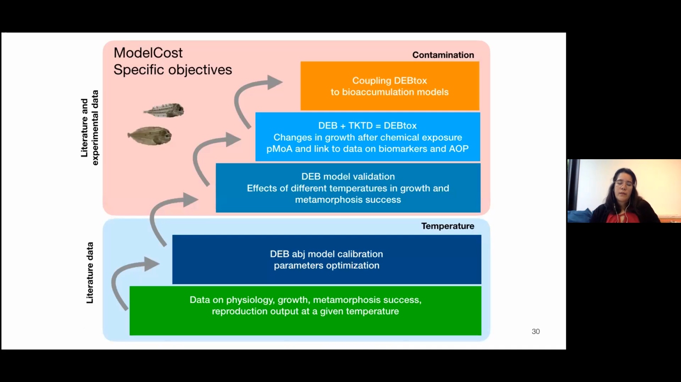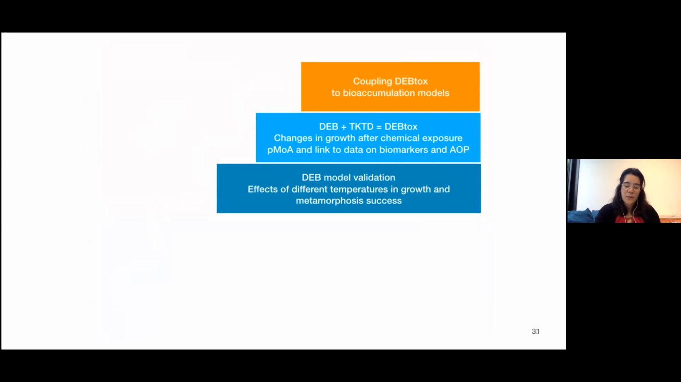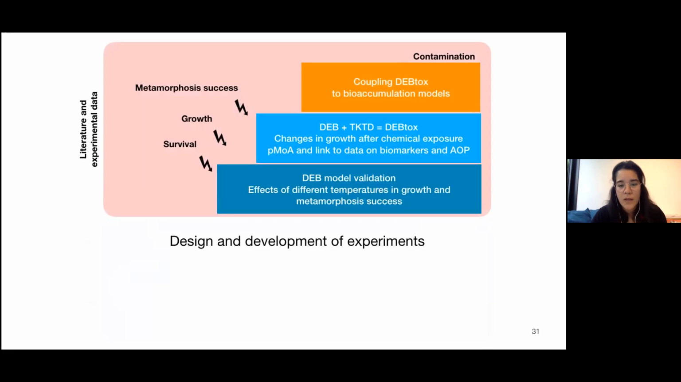So these are the objectives of my project. Well, first we started by reviewing the literature, getting data on physiology, growth, and metamorphosis success, and all this data allowed us to calibrate the depth model. And then once the model was calibrated and we could run predictions, we moved on to the experimental part of the project, which was to produce data for validating the model predictions. So the first part is done, and now we are working on the experiment. So the experiment is ongoing right now.